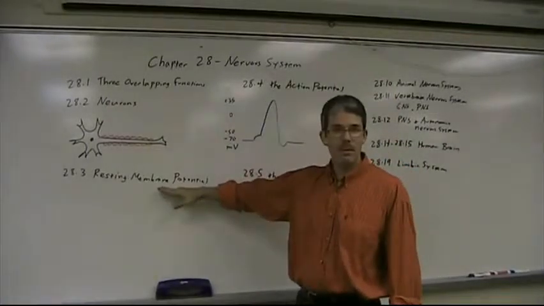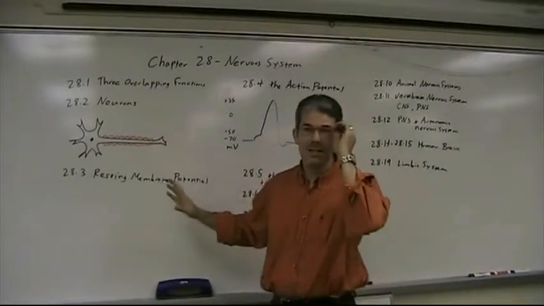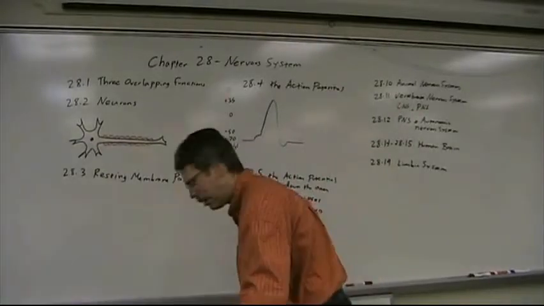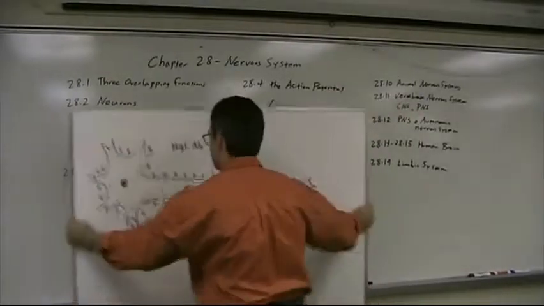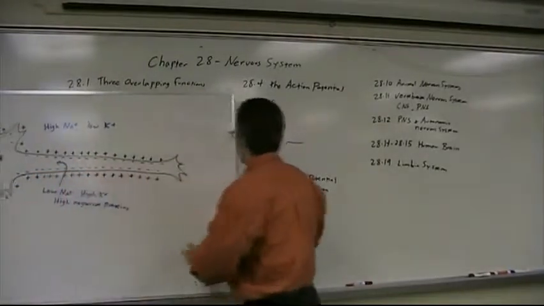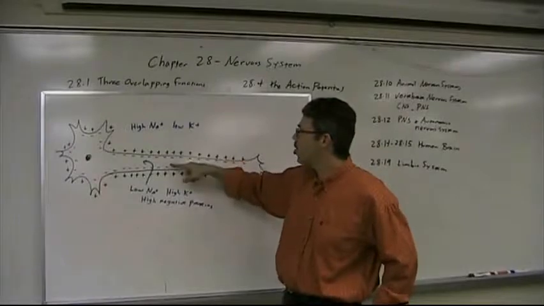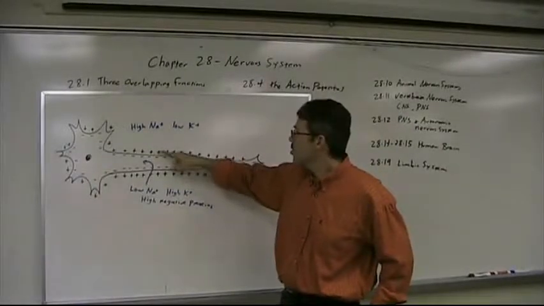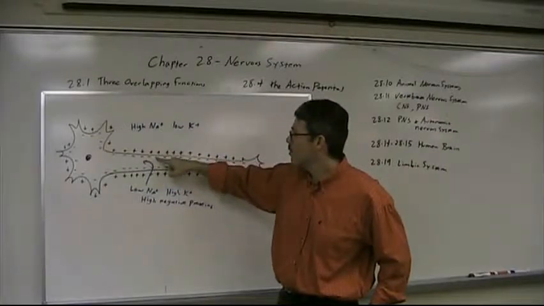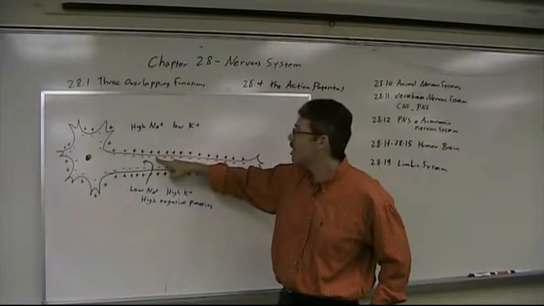Now, resting membrane potential is what the nerve is maintaining when it is not sending an impulse. To illustrate resting membrane potential, it has to do with the fact that the membrane itself has charges inside and outside. So there's an excess of positively charged ions outside the membrane and an excess of negatively charged ions on the inside of the membrane.